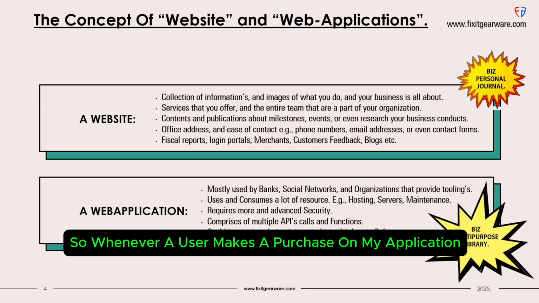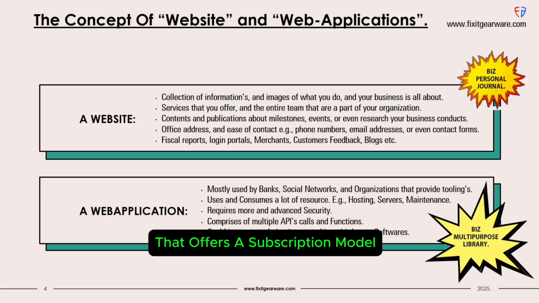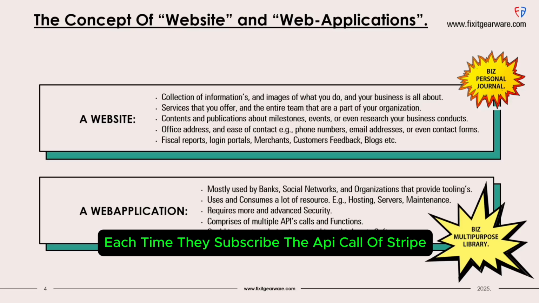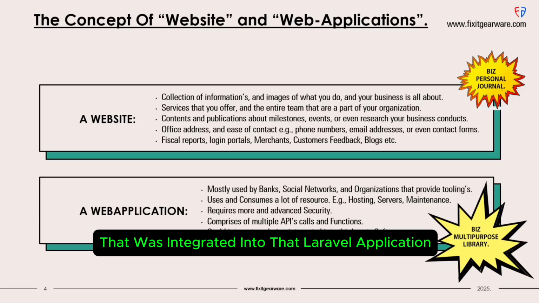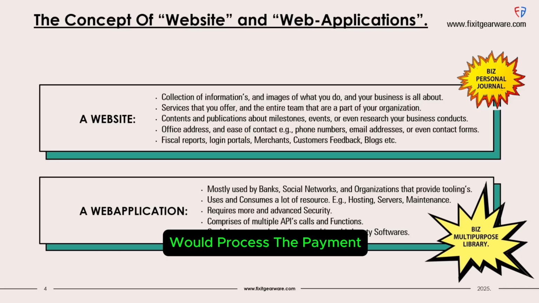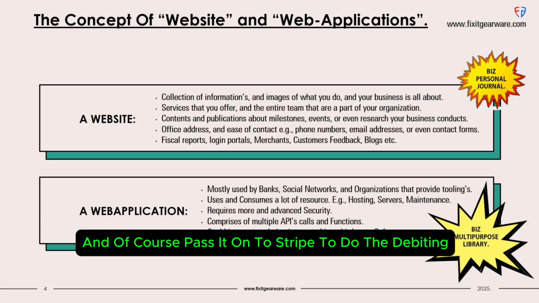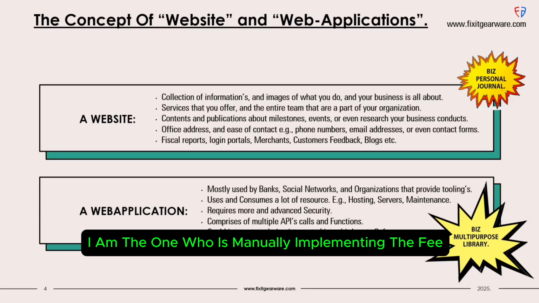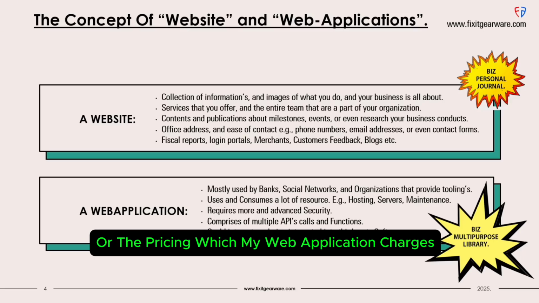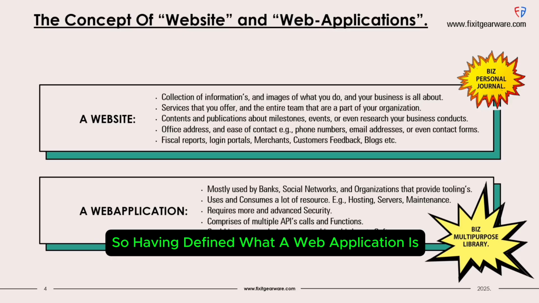So whenever a user makes a purchase on my application, which is probably a web application that offers a subscription model, each time they subscribe, the API call of Stripe that was integrated into that Laravel application would process the payment and of course pass it on to Stripe to do the debiting. But on my web application, I am the one who is manually implementing the fee or the pricing which my web application charges. So having defined what a web application is, we can look at it as a multi-purpose library.